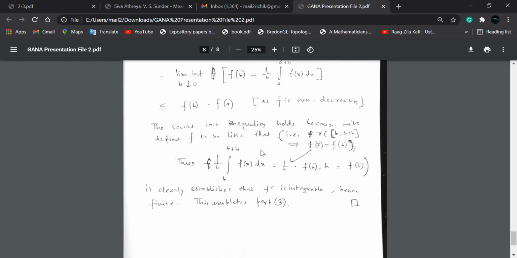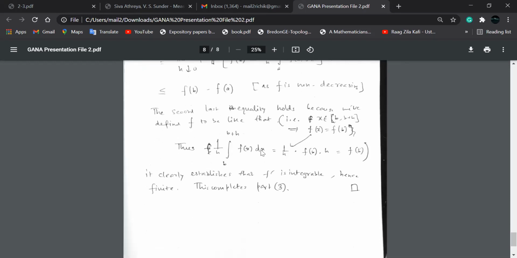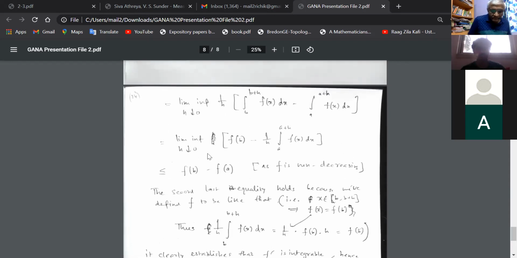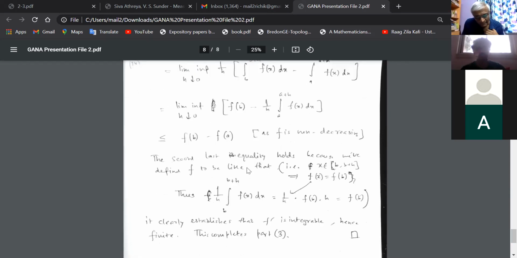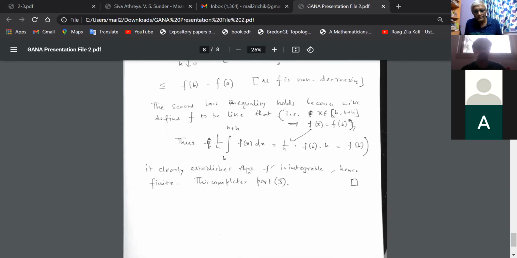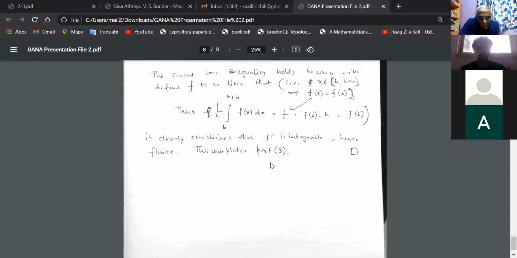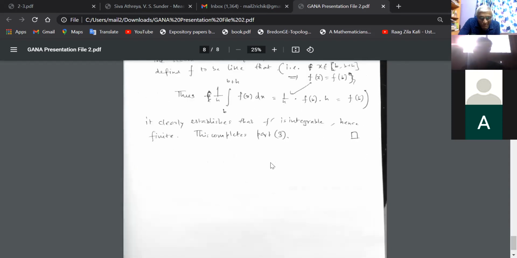So now this establishes that f dash is integrable with respect to Lebesgue measure, hence finite, and why it is finite, because this is less than this finite bound. This completes the part. So thus this completes my whole presentation.